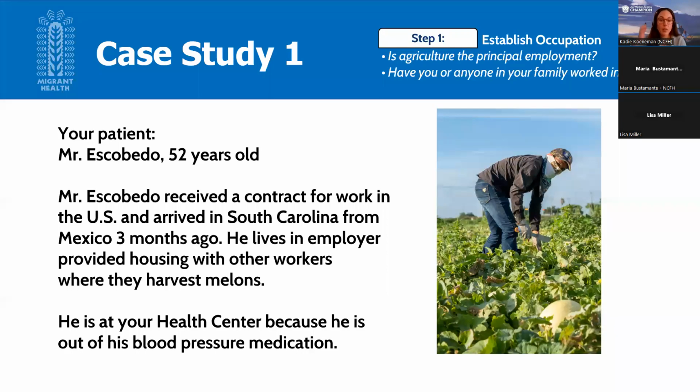So I will start with case study 1, and I'll read the patient scenario. This is our patient, Mr. Escobedo. He is 52 years old and received a contract for work in the US and arrived in South Carolina from Mexico 3 months ago. He lives in employer-provided housing with other workers where they harvest melons. He's at your health center today because he is out of his blood pressure medication. So based on the information that we have, for the first verification question, is agriculture the principal employment? Has this patient or anyone in this patient's family worked in agriculture? So please use the chat to respond yes or no.